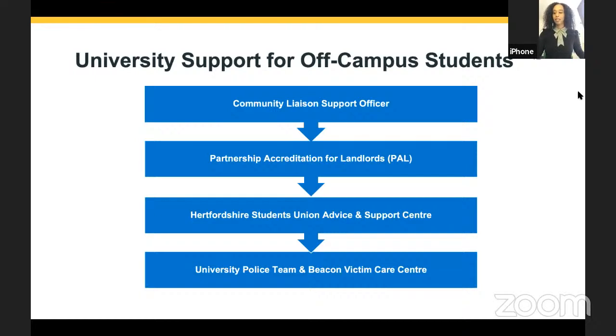To connect with the police team, you can follow them on Instagram or Twitter, and that's @HertzUniPolice. They also have a room upstairs in the Oval where you can find more information, or you can email them directly. In terms of victim support, the police team or the university may refer you to Beacon Victim Care Center.